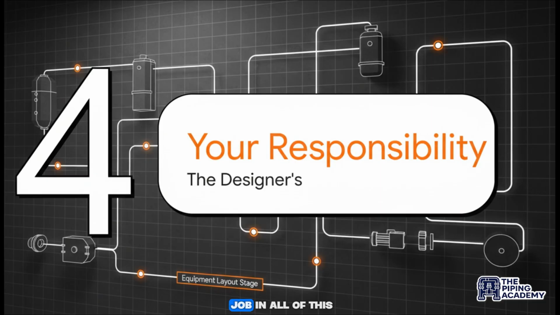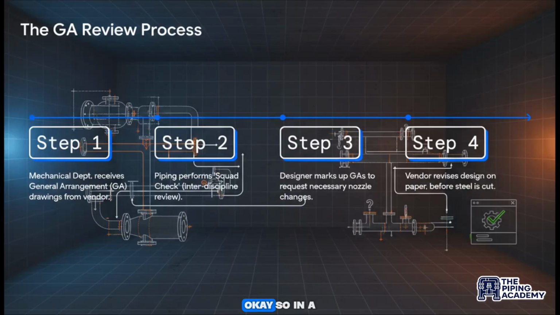So what is your job in all of this? Let's be very clear about your role during this crucial equipment layout stage. Okay, so in a typical project, the mechanical department goes out, buys the equipment, and they get these general arrangement drawings, we call them GAs, from the vendor. Your job is to get your hands on those GAs and review them before the vendor starts cutting steel. This is what we call the squad check or the interdiscipline check.